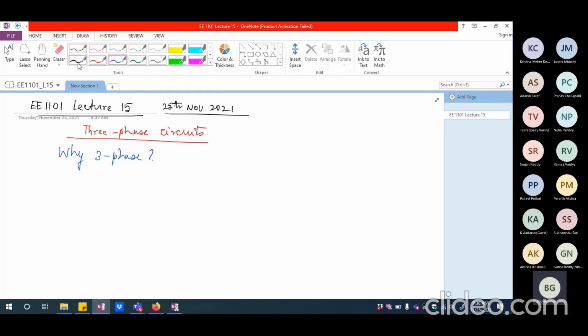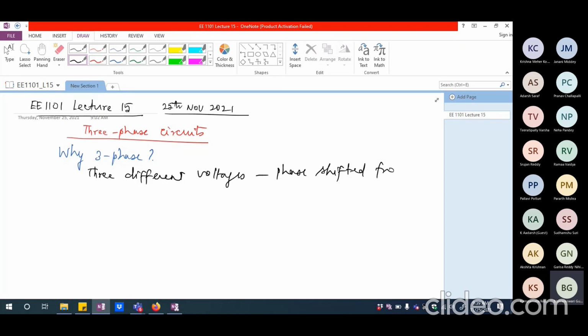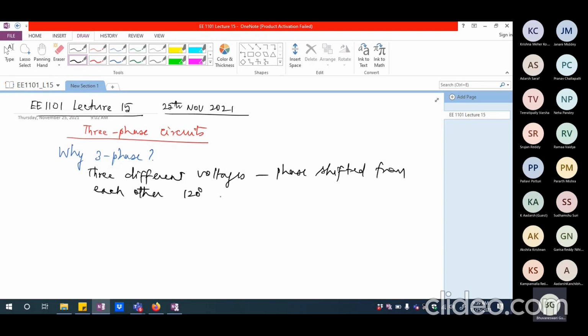and all that. So three-phase basically is three different voltages. We are going to have three different voltages which are phase shifted from each other by 120 degrees. Okay. So we are going to have these three voltages which are phase shifted from each other by 120 degrees. So what happens in this particular case is, let's say I have VA, VB and VC.